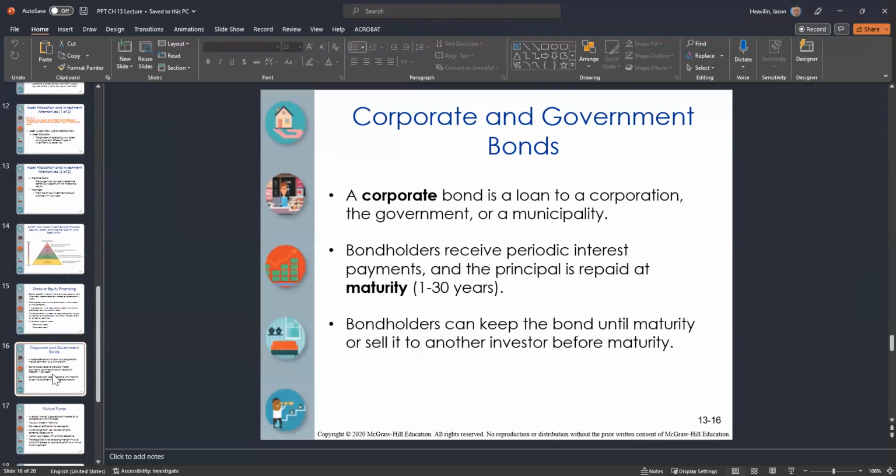There are other things out there like corporate and government bonds. A bond is pretty much a loan. It just has a different structure, different definitions and some legal requirements. But when you buy a bond, you're making a loan to the company or the government. A corporate bond is a loan to a corporation, the government, or a municipality. Bondholders receive periodic interest payments, and the principal is repaid at maturity.